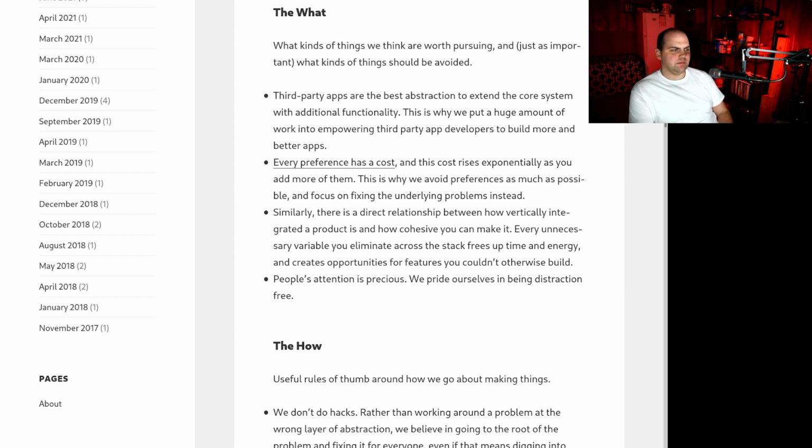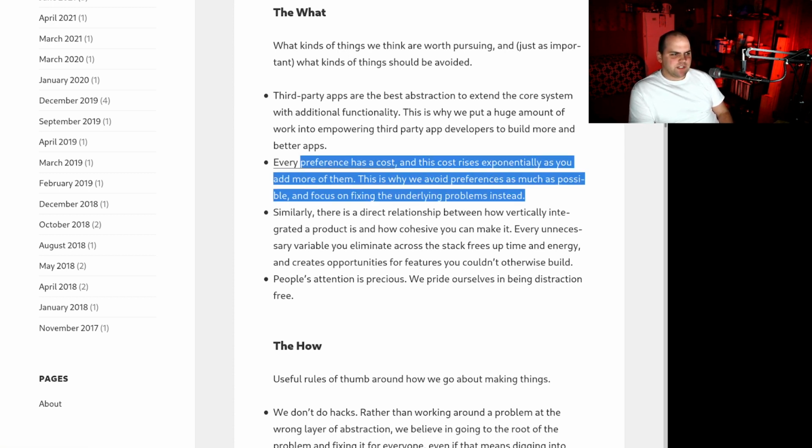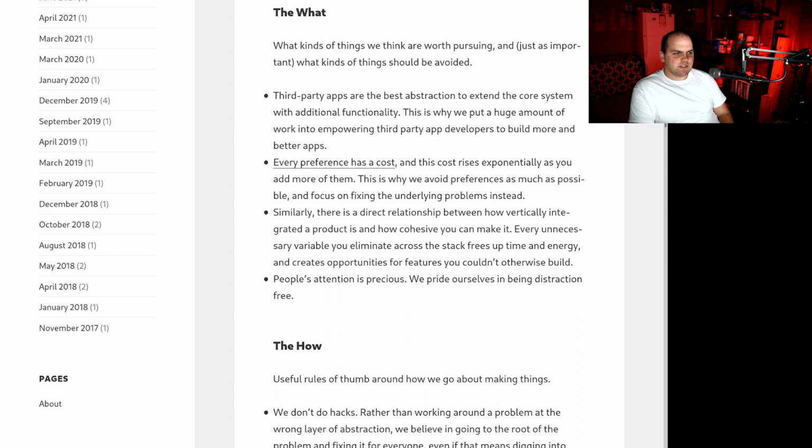And then here he comes to something that I myself disagree with. Every preference has a cost. And this cost rises exponentially as you add more of them. This is technically speaking true.